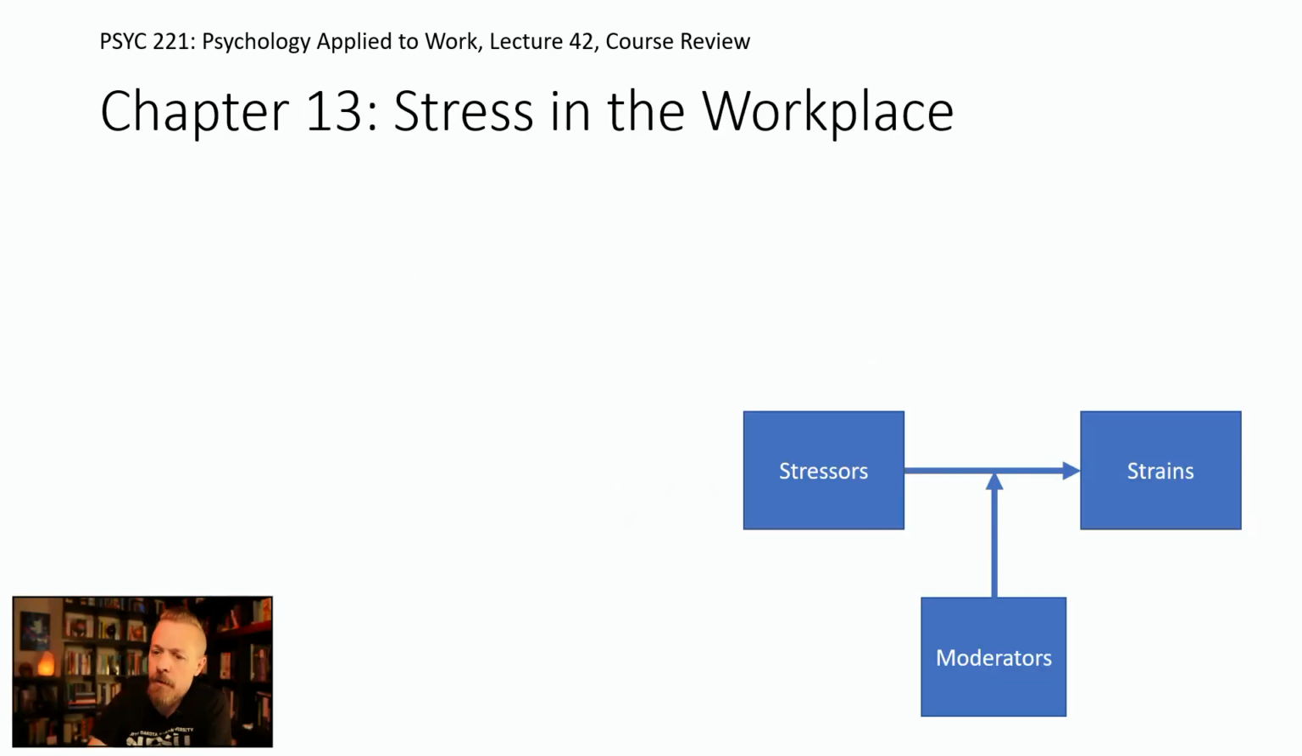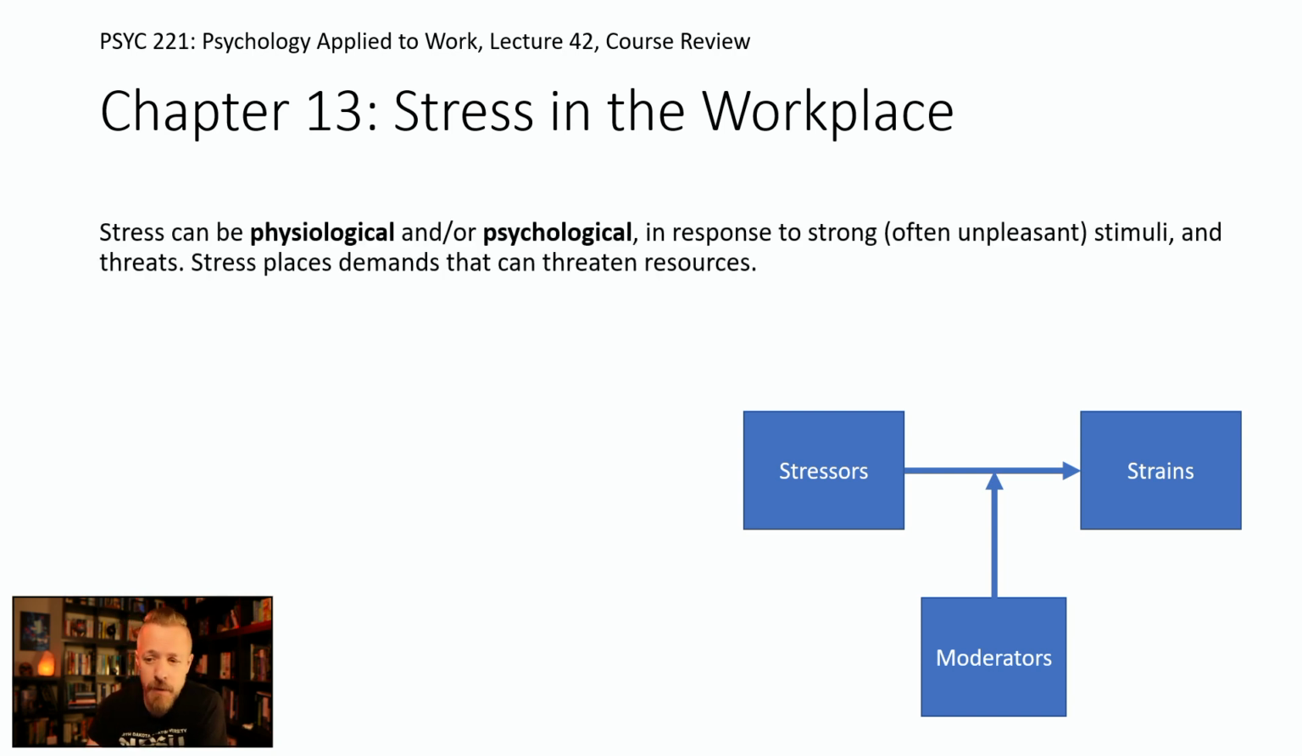Okay, and we talked about chapter 13, stress, and this whole notion of a stress leading to a strain, but then there are moderators between stressors and strains. So a stress can be a physical thing, it can be a psychological thing. It's typically a response to something that is a strong stimulus. It's often an unpleasant stimulus. It can be a response to a threat. And that stress itself is typically placing demands that can threaten your resources. So the stress can take away your energy, can take away your health. In a broader context, it can take away your food, if you want to talk about it from an evolutionary perspective.